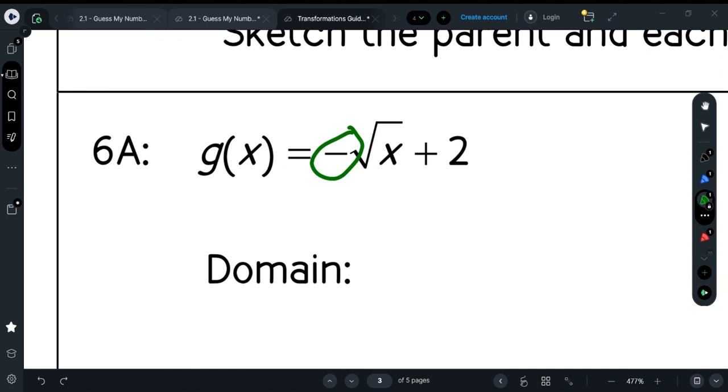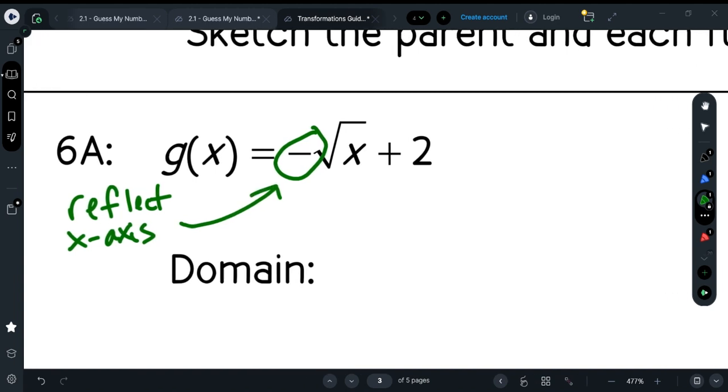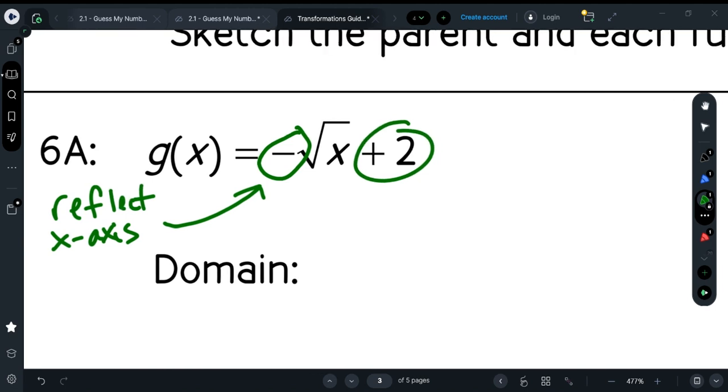So let's do this. And maybe I'll make a little note to myself here. I'm going to say reflect x-axis, or in other words, flip top to bottom, and then plus 2 on the outside. You can reference the table that we put on the other page. When you add on the outside, that's going to move it up 2 units. So I'll just do this here. I'll put a little arrow for up, so we're going to translate up 2 units.